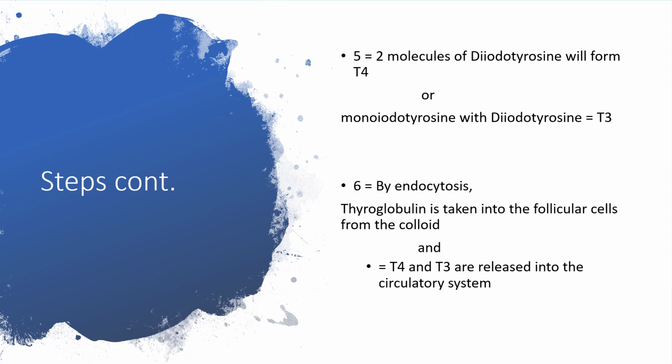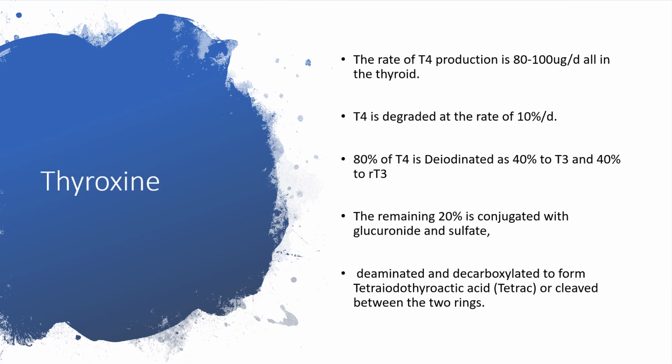Step 6, by endocytosis, thyroglobulin will be taken into the follicular cells from the colloid, and T4 and T3 are released into the circulatory system. The rate of thyroxine or T4 production is about 80 to 100 micrograms per day, all taking place in the thyroid.